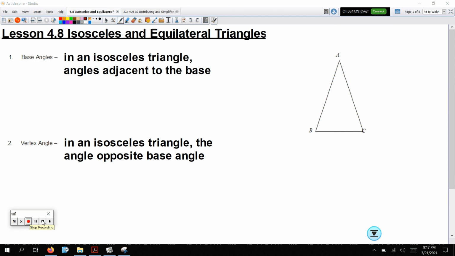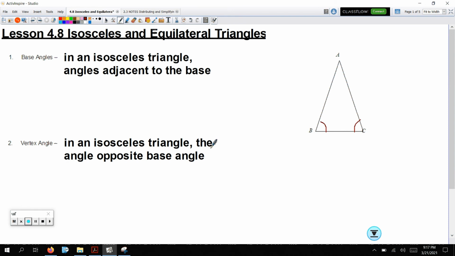All right, lesson 4.8, we're going to talk about isosceles and equilateral triangles a little bit more. Let's just review the vocabulary. The base angles in an isosceles triangle are the angles adjacent to the base. So that would be angle B and angle C. They are congruent to each other.